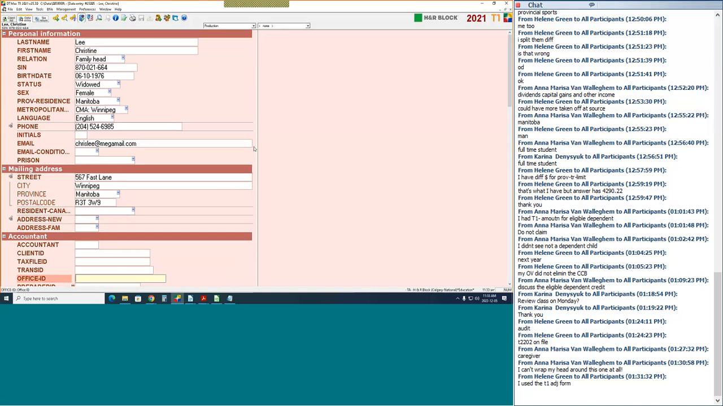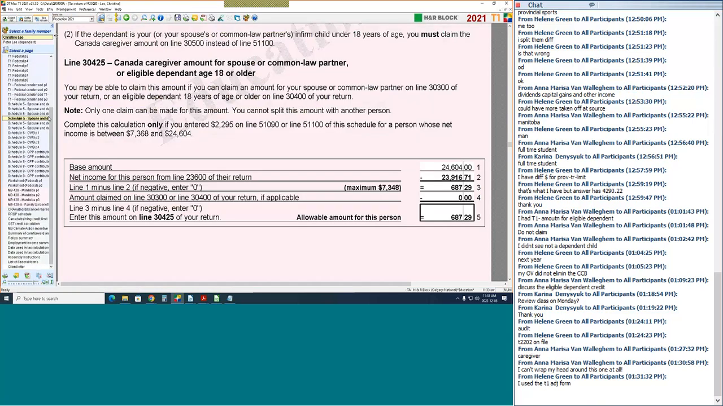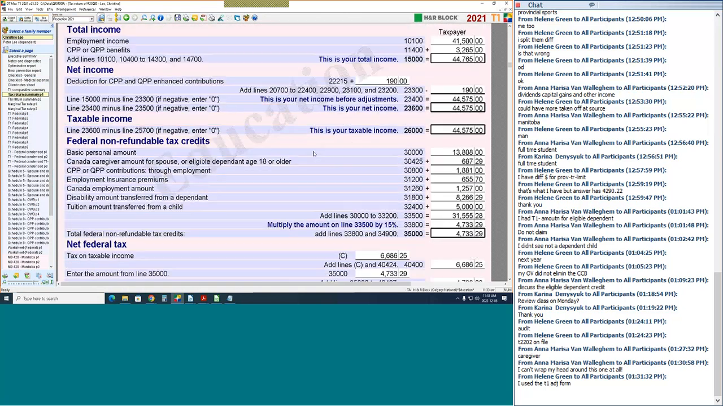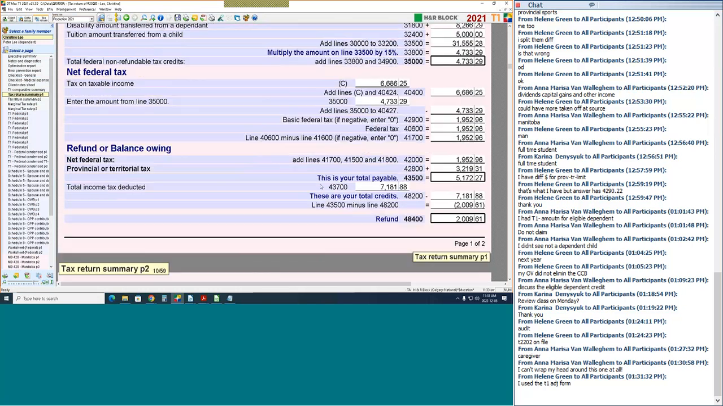We missed something that we should have added in. We filed the return, it's finished, we're set up in our program. What I would do in real life at this point is print out my tax return summary. Let's say I'm adjusting Christine's return. I would print out the summary, and that's going to give me all of these numbers here.